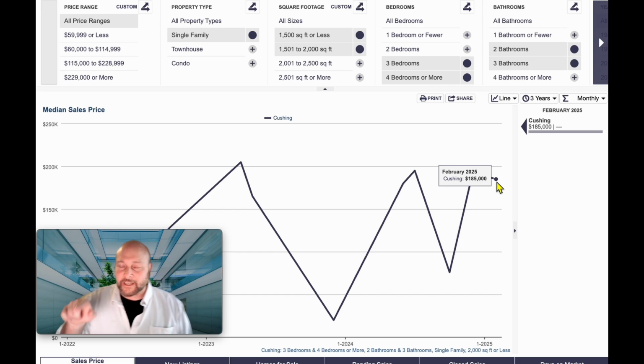Okay, now the numbers. You see right here where the median sales price at Cushing is $185,000. You want to hit that bell curve, okay? We can all understand that now.